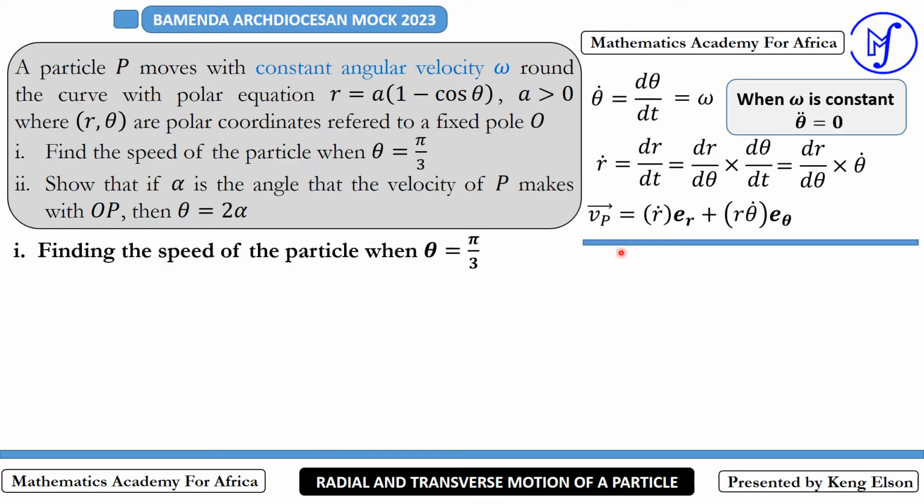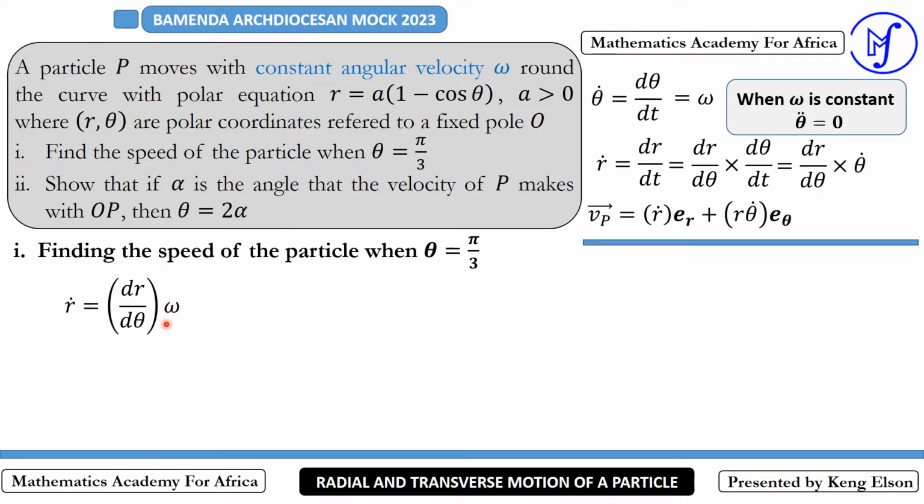So since we need the radial component and transverse component, let's come to our velocity equation and identify what the radial component and transverse components are. So the radial component is r dot. Okay, so we have seen that our r dot is equal to dr by d theta times omega. It is actually times theta dot, but since theta dot is d theta by dt, which is the angular velocity, and it was given in the equation as omega, we just replace it with omega.